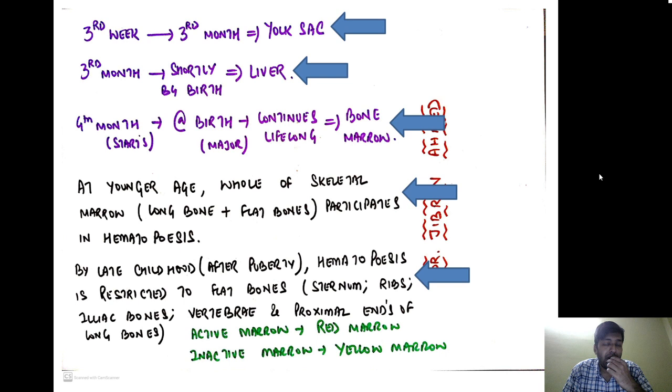Remember, our body is composed of 2 types of marrow. One is the active marrow, which is the red marrow, whereas we also have an inactive form of marrow called the yellow marrow, which contains mainly fat. So this is all about hematopoiesis.